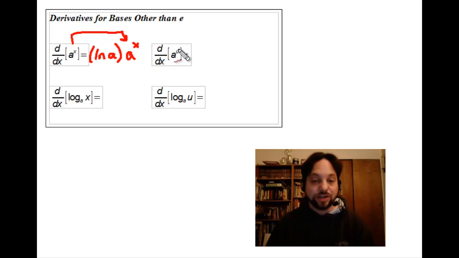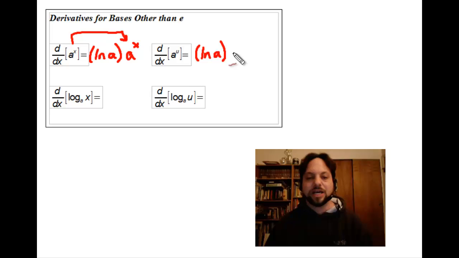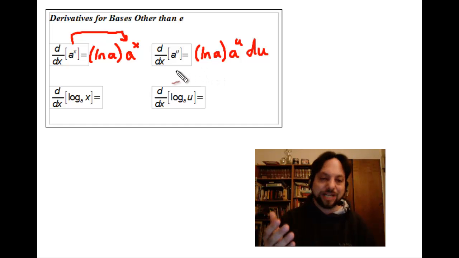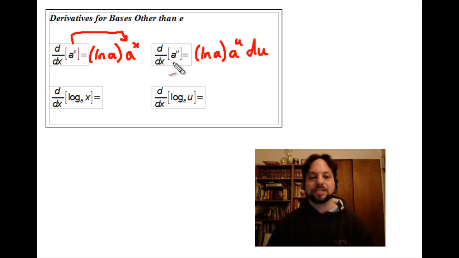But what if it's not just the derivative of a to the x? What if it's a to some function u? Well, that's actually not too much different. We're still going to do the natural log of the base. This time we're still going to do a to the u, but because of the chain rule, we better follow that with the derivative of u. So that's how it looks when we differentiate an exponential with any base. Of course, the base could be e, and you'd see we'd end up with a simplified version of this.